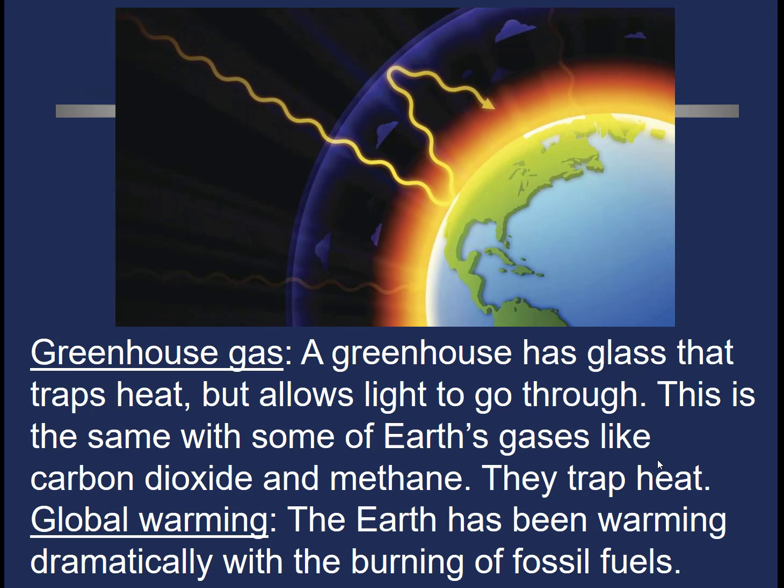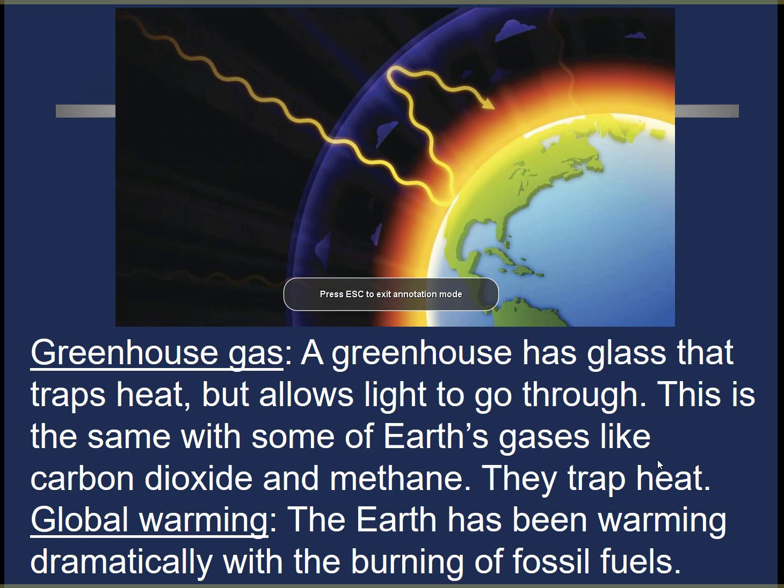So let's define greenhouse gases. A greenhouse has glass or plastic that allows light and heat to come through, but then it will trap the heat. And so the plants in the greenhouse can continue to grow even if it's winter outside. This is the same with some of the Earth's gases. When the heat comes from the sun, it penetrates the atmosphere, but the gases in the atmosphere trap the heat. And some gases trap heat better than others.